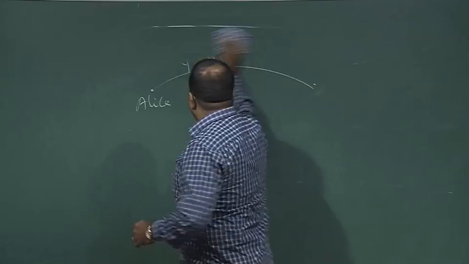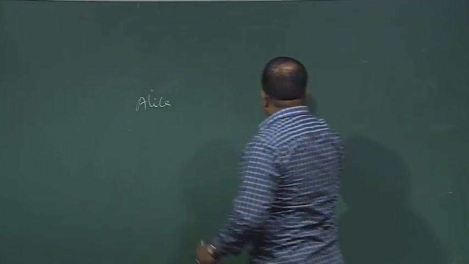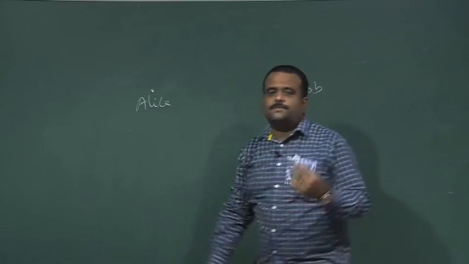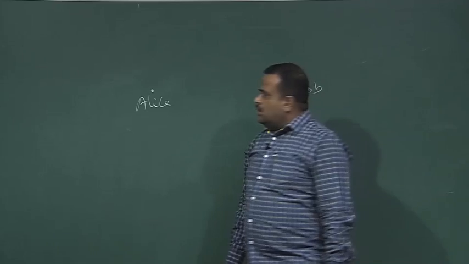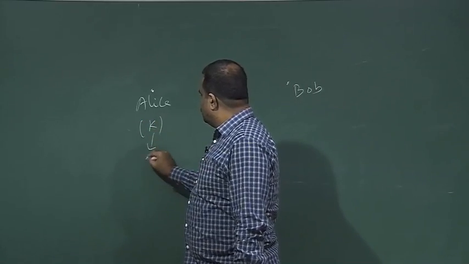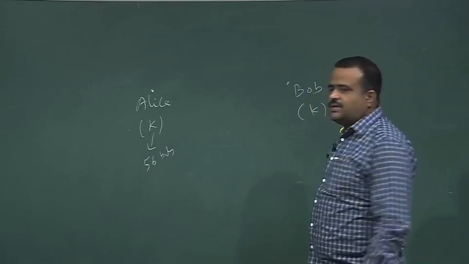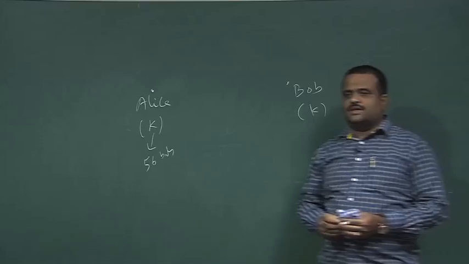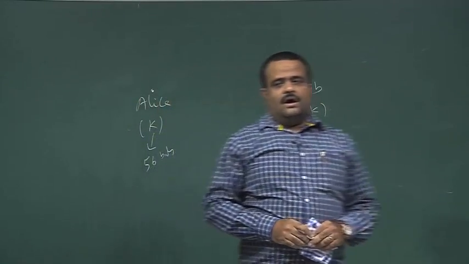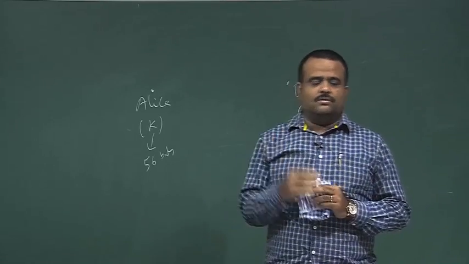Suppose Alice and Bob decided that they are going to use DES for their communication. That means they need to agree on a key k which is basically 56 bits. So now the question is how they can agree on such a key. This is the key exchange protocol: how we can distribute the symmetric key between two parties who are not sitting together, communicating over a public channel.